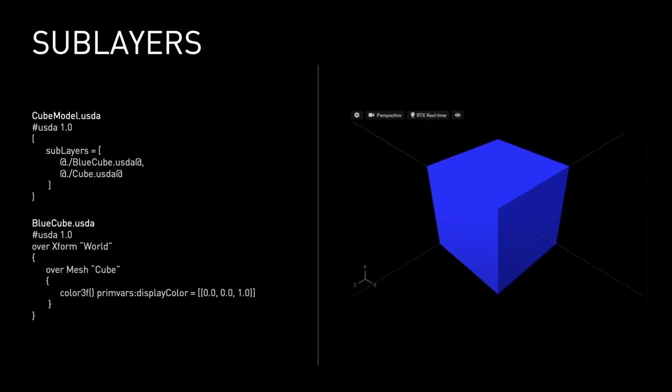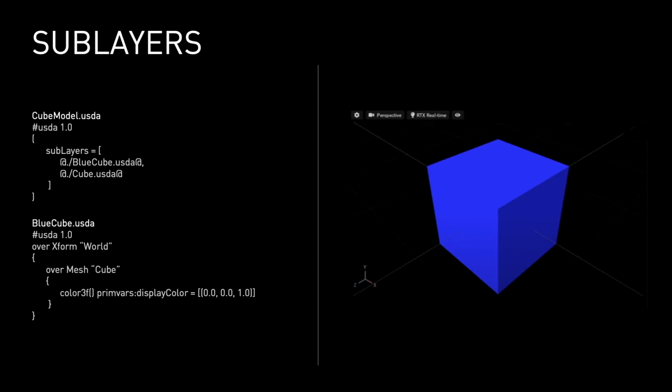So if you look at cube_model.usda, it has nothing in it other than this list of sublayers. Notice they're in strength order, so bluecube, by coming first, is stronger than cube, which comes second. So what this says is in the current directory, the file bluecube.usda is my strongest sublayer, file cube.usda is my weaker sublayer.